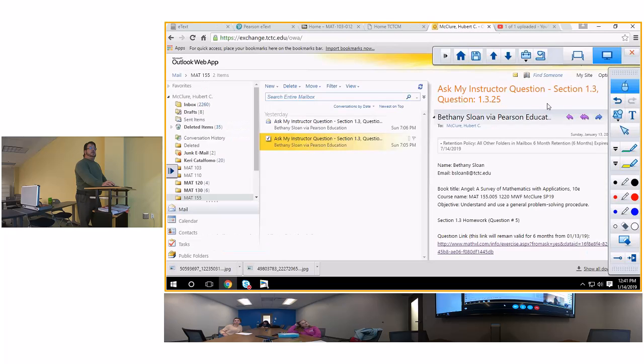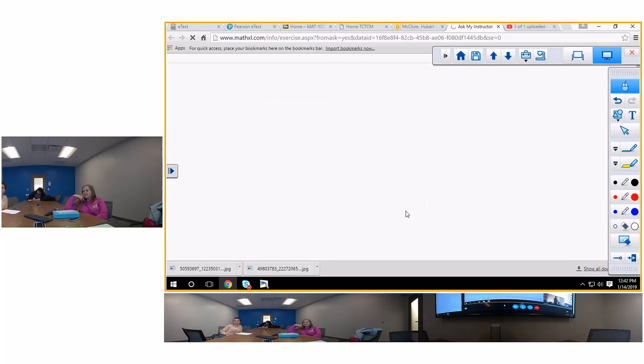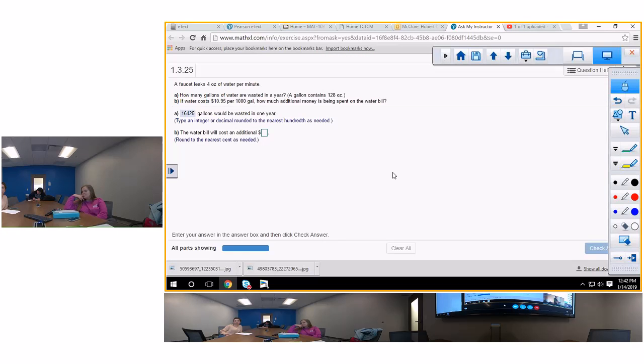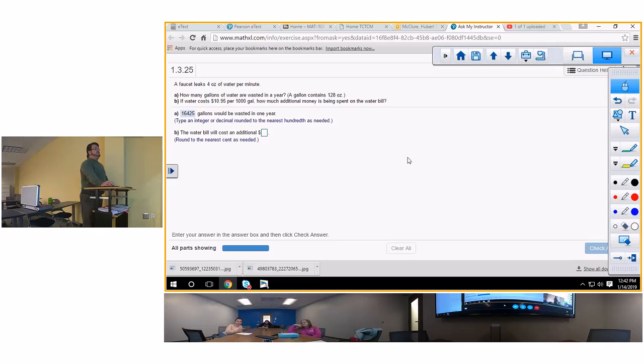Okay, this is section 1.3, number 25 in the book, number 5 online. So this is the 5th homework question on 1.3 online. It's number 25 in the book. Click on it. And this is a test question. Now this is a basic unit conversion, and we're going to go through this probably again.